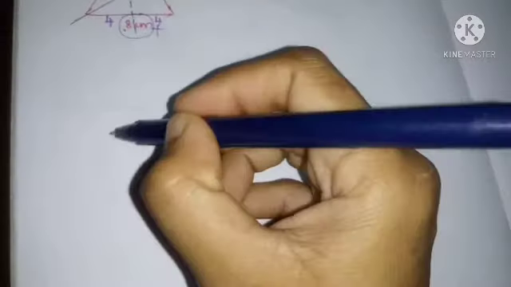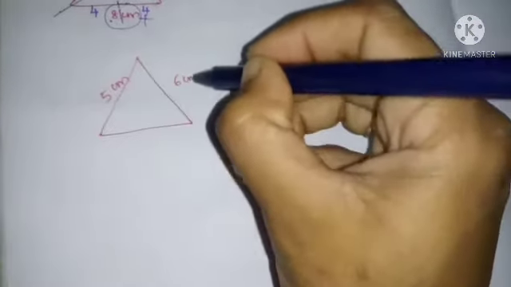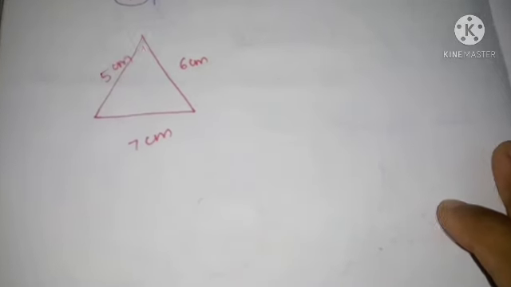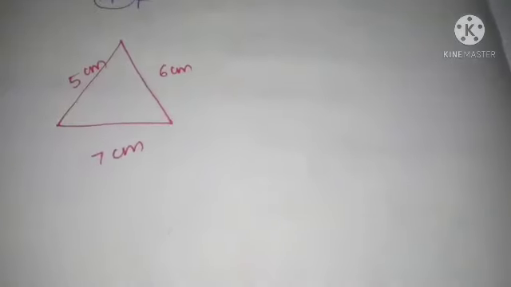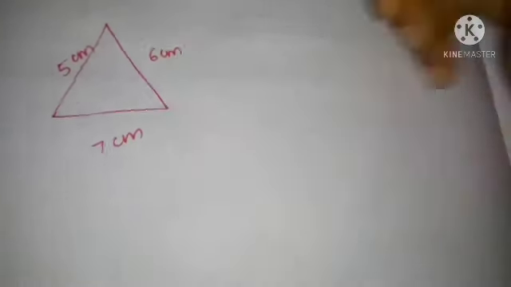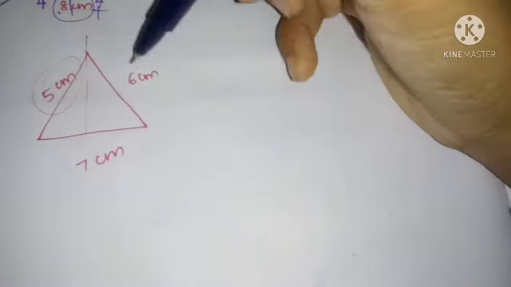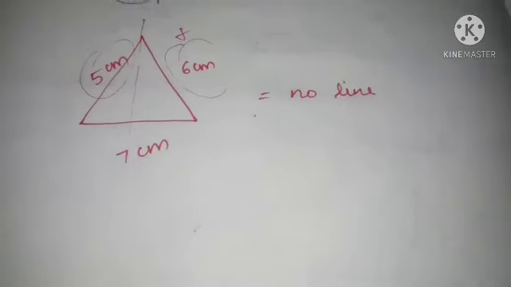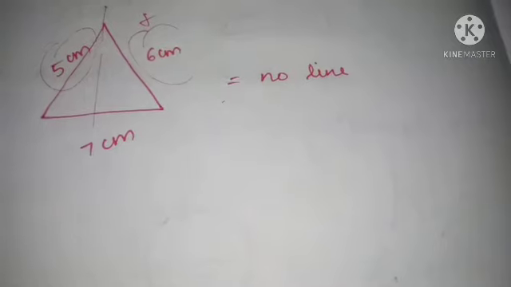Next comes your scalene triangle, which means here 5 centimeter, 6 centimeter, 7 centimeter. All the 3 sides will be unequal. So how can you draw this line of symmetry? Is it possible to draw? No, because if I draw here, here 5 is there, here 6 is there. Not possible. So no line of symmetry is possible for a scalene triangle. So the given figure is asymmetrical.